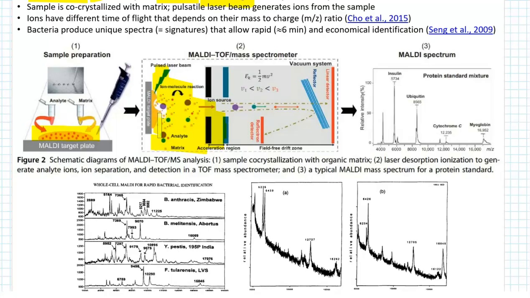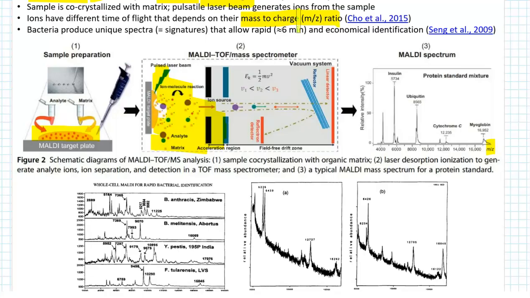So you effectively have two parameters that determine the time of flight. It's the mass and the charge. The smaller the mass, the shorter the time of flight. The smaller the charge, the longer the time of flight. So you effectively categorize your particles based on the mass to charge ratio. Does it make sense to you all?